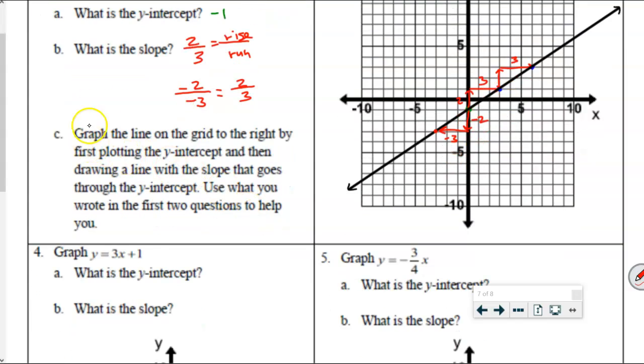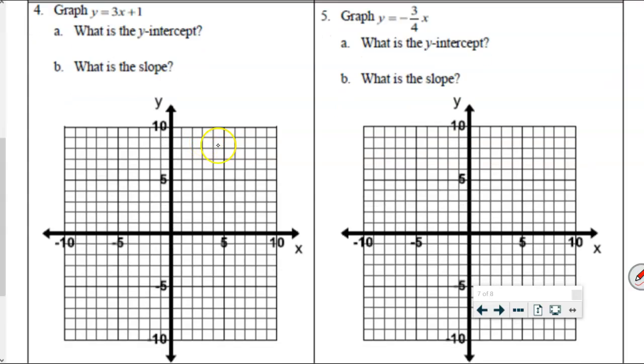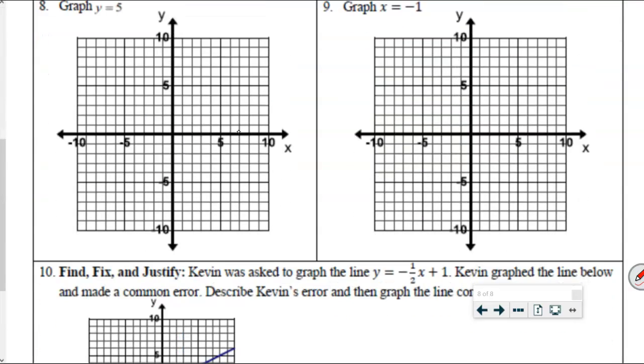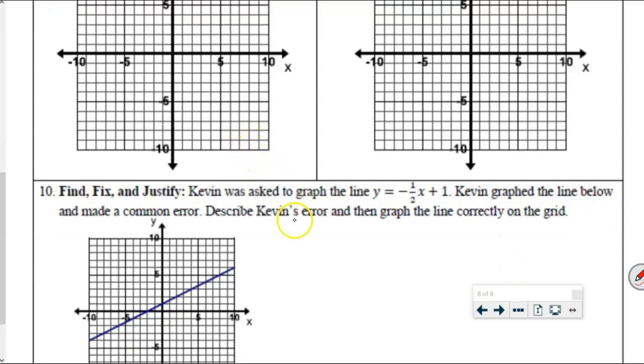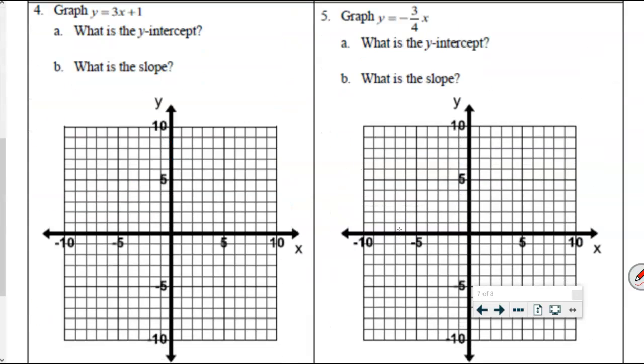Okay. We have done all parts, A, B, and C. It is your job now. 4, 5, 6, 7, 8, 9. They get harder and harder and harder. Then we have a 10, find, fix, and justify. I want you to work and get through as many as you can. We'll go through what we can on the recording, but practice this now without my assistance. I want you to graph these lines. What is the y-intercept? What is the slope? Take the time to write that down. Once you do that, graphing becomes much easier. Pause the recording now as you work on all the remaining problems.